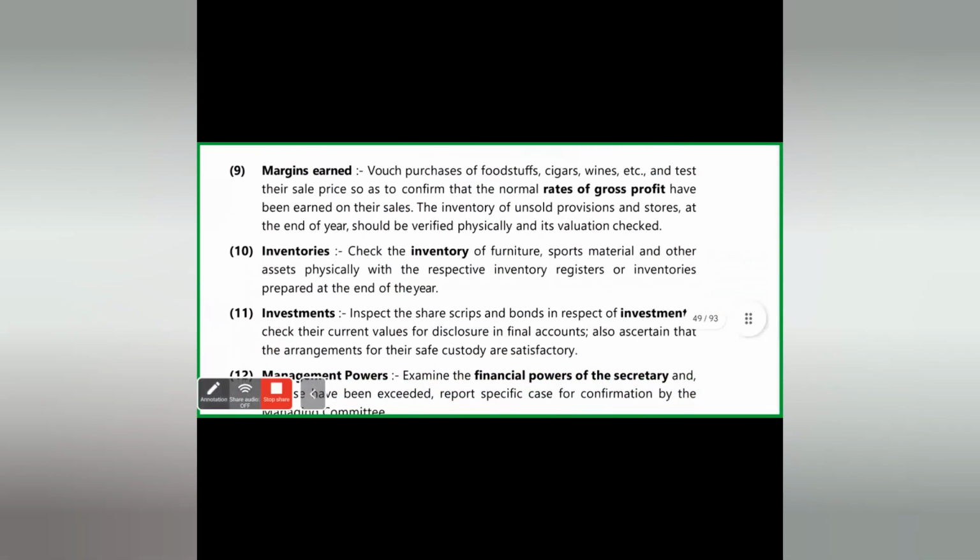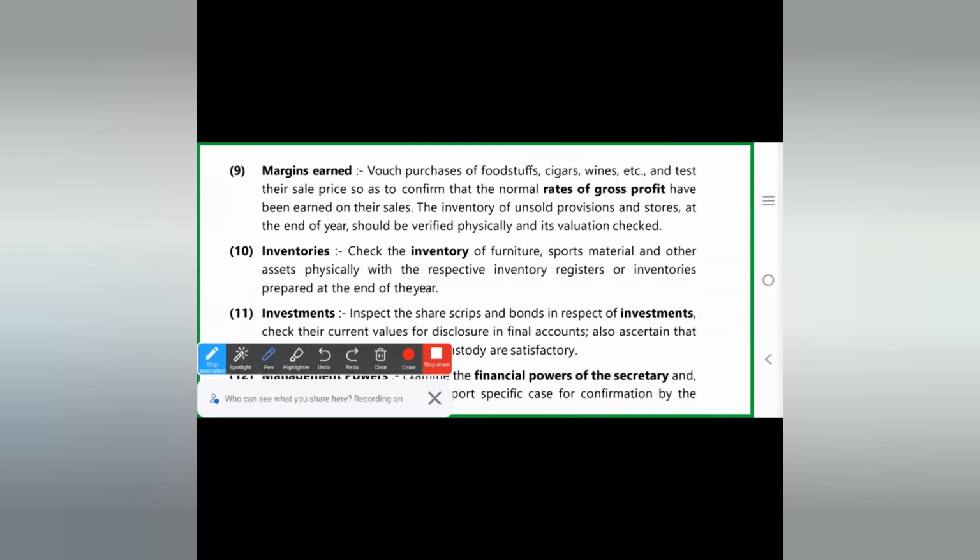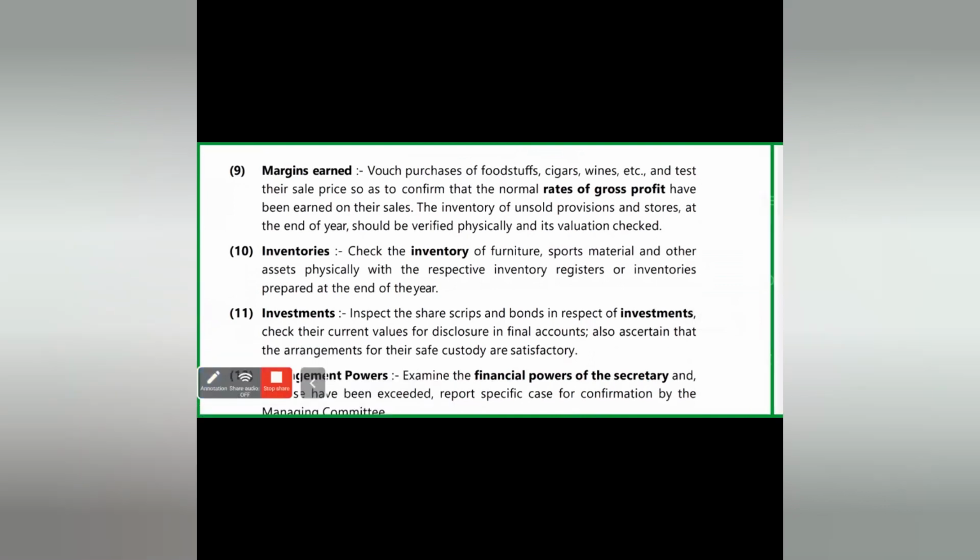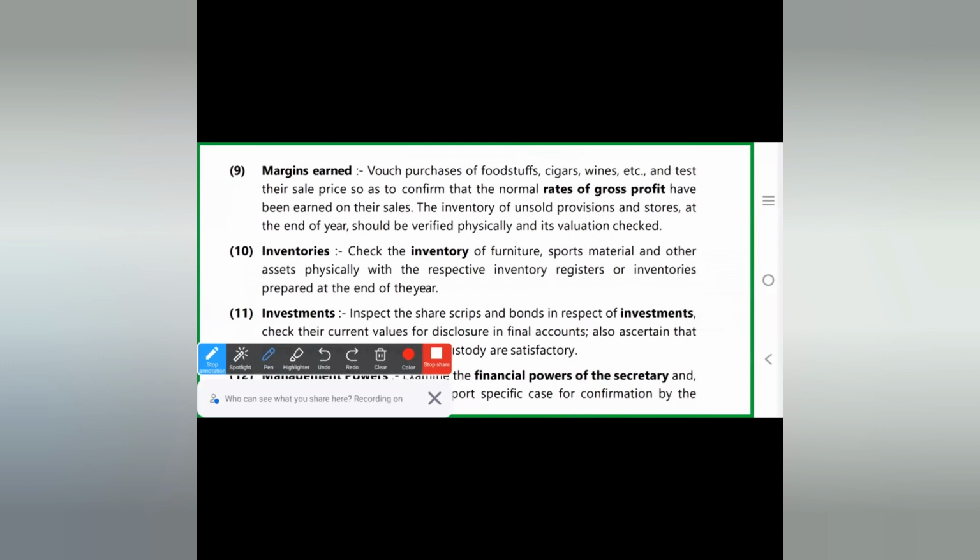In case of margins, the amount, sale price, and the rate of gross profit have to be vouched. In case of foodstuffs, cigars, wines, and the unsold inventories, along with their provisions and storing at the year end, should be physically verified and their valuation should be checked.